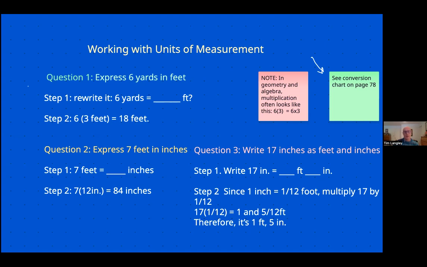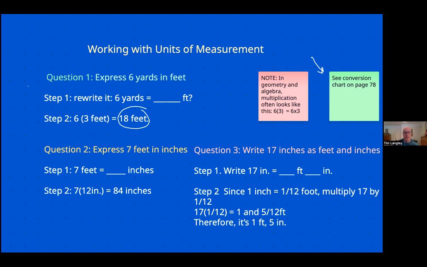Okay. So in this case, if it wants to know how many feet 6 yards is, you can rewrite it as 6 yards equals how many feet for step one. And then 6 times 3, because there are 3 feet in a yard. So 6 times 3 is 18 feet. So there's your answer to question number one. You're just going to multiply how many feet there are in a yard, which is 3, times how many yards you have. Okay. Question number two, express 7 feet in inches.